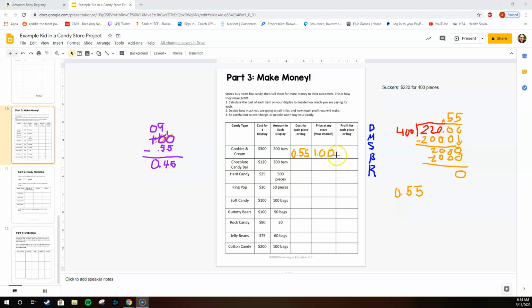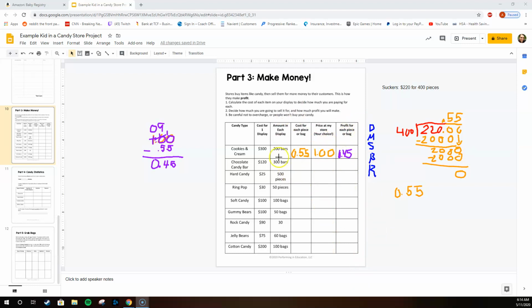So each sucker, I'm going to make 45 cents off of each sucker that I sell. So this is our profit per sucker. So then if I sold all those suckers, I would take 400 times 45 to figure out how much I could make off of my whole display. But we don't have to do that today.